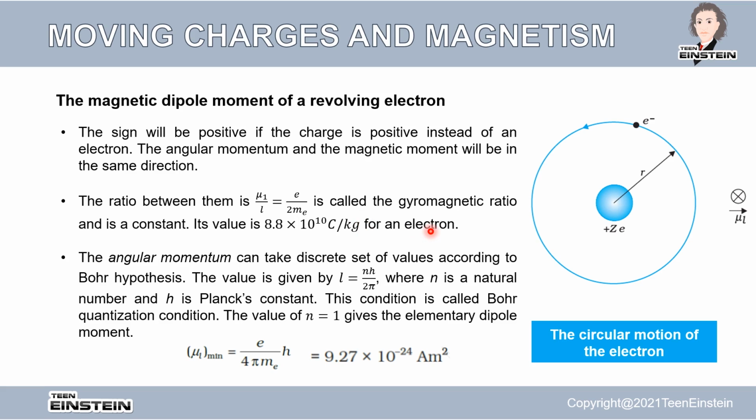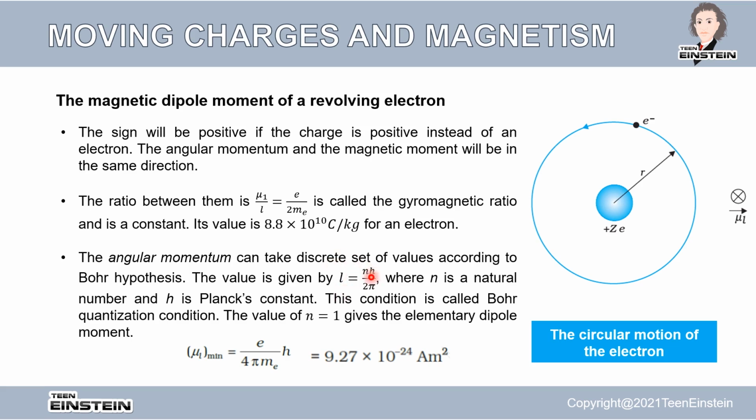Now let's define angular momentum from the quantum physics point of view. In classical physics, any quantity can take any value, there is no limitation. But in quantum physics, the quantities have to take discrete values. So if you see L equals nh by 2 pi, n is a natural number, h is Planck's constant. So n has to be an integer. L can take only values where n ranges from 1, 2, 3, 4, 5, etc. So n cannot take values like 1.5, 1.6, 1.7. So the L value also has to be in discrete values.